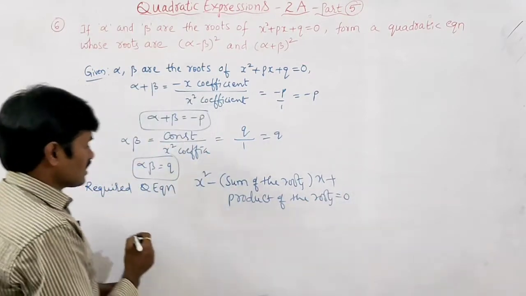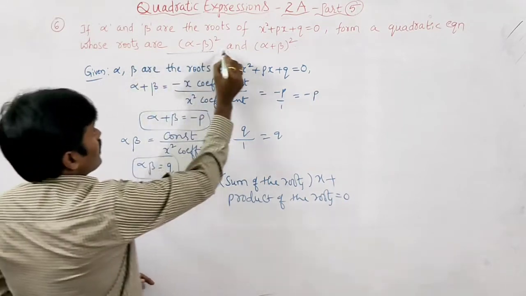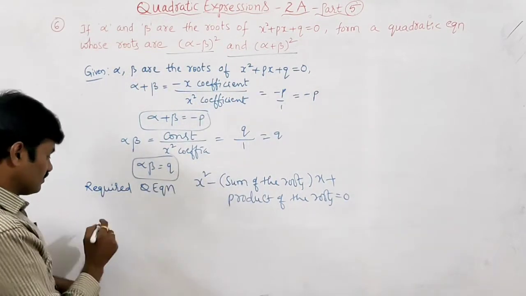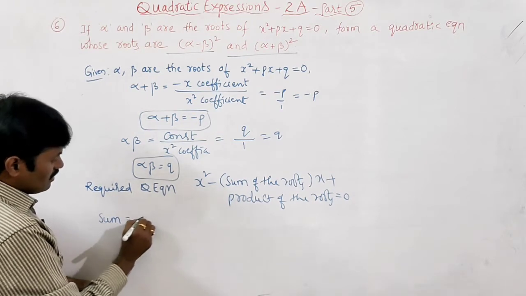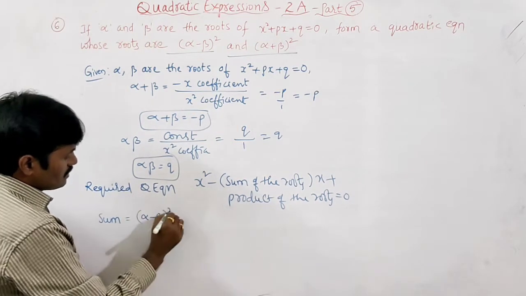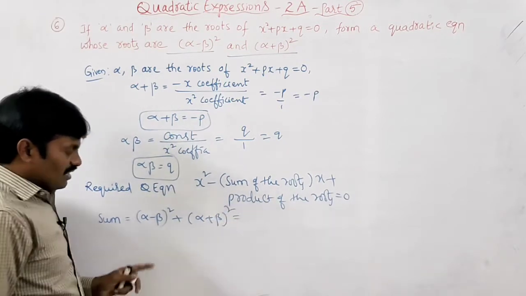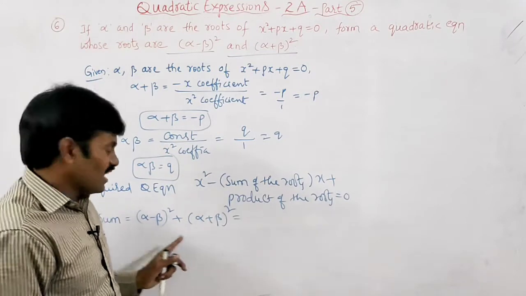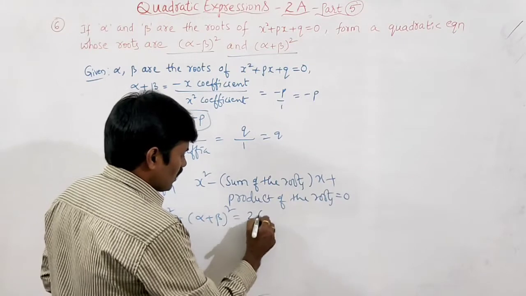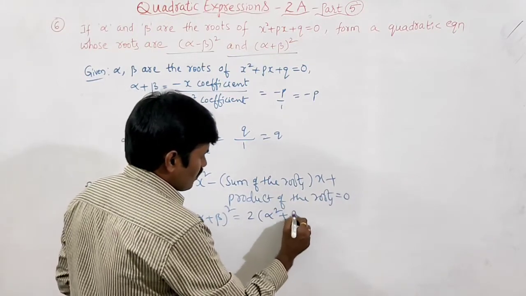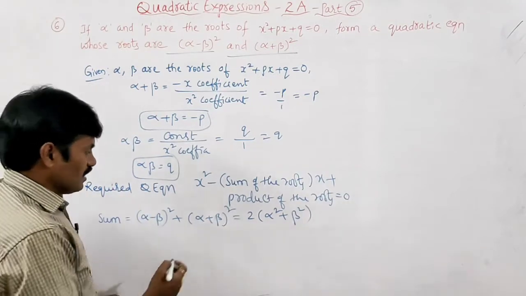That means we have to find the sum of the roots. Here the actual roots are alpha minus beta whole square and alpha plus beta whole square. Their sum is alpha minus beta whole square plus alpha plus beta whole square. How to write this value? a minus b whole square plus a plus b whole square gives 2 times of a square plus b square. So we get here 2 times of alpha square plus beta square.